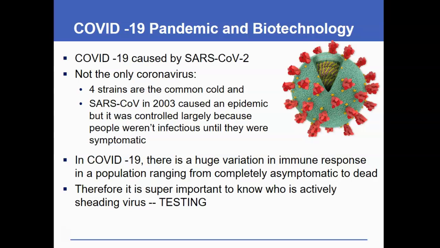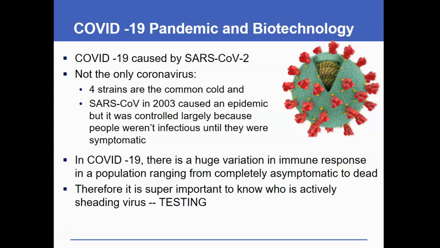But one of the characteristics of that virus that ended up being fortuitous was that people weren't infectious until they were symptomatic. People started to feel bad at the same time there was enough virus in their body to actually be able to spread to another individual.